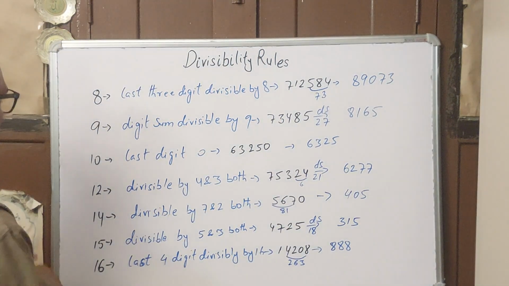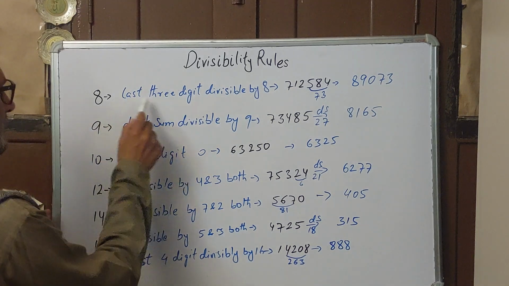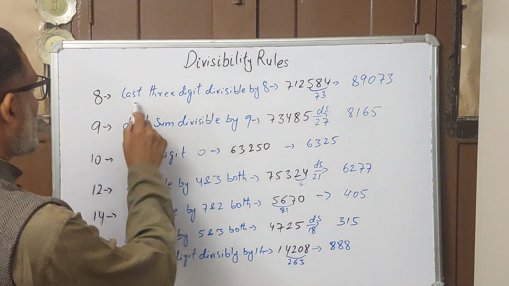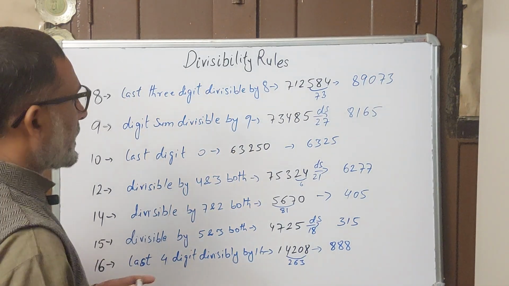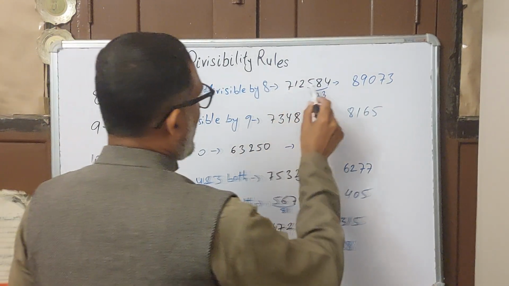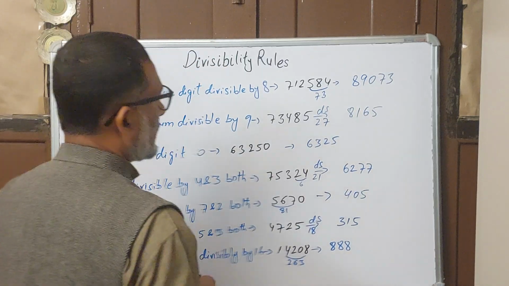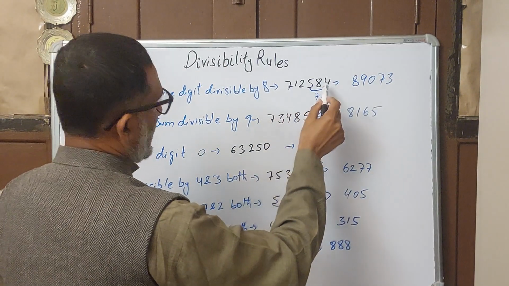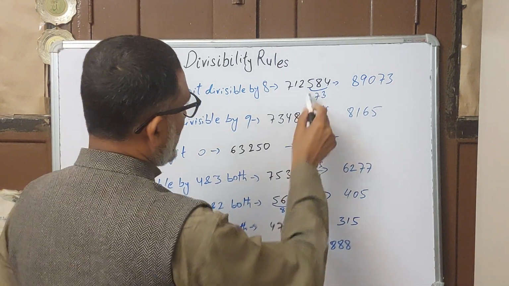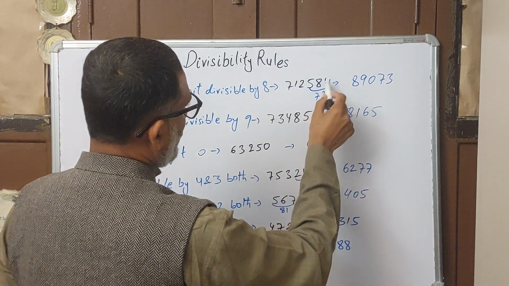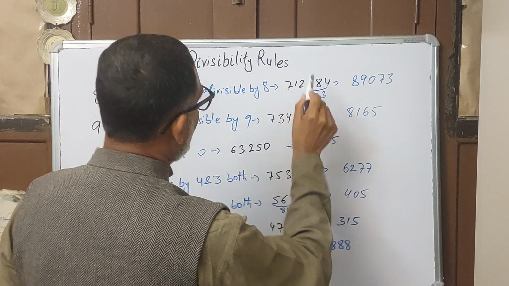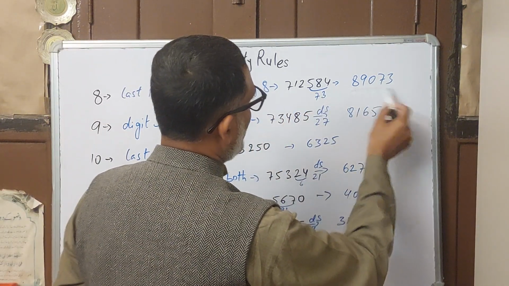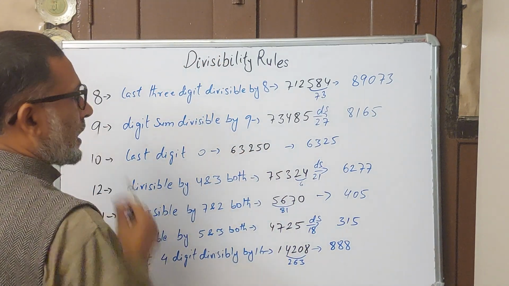So what is the rule for 8? Last 3 digits divisible by 8. If the last 3 digits are divisible by 8, then that number will always be divisible by 8. For example, here we have taken a 6 digit number, so we check the last 3 digits to see if they are divisible by 8. 8 7s are 56, remaining 2, 8 3s are 24. So this means this number is always divisible by 8. And how much is it divisible by? This is the number, it is divisible by 8.